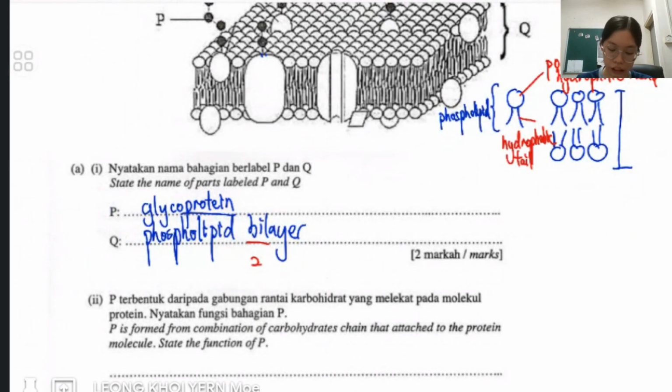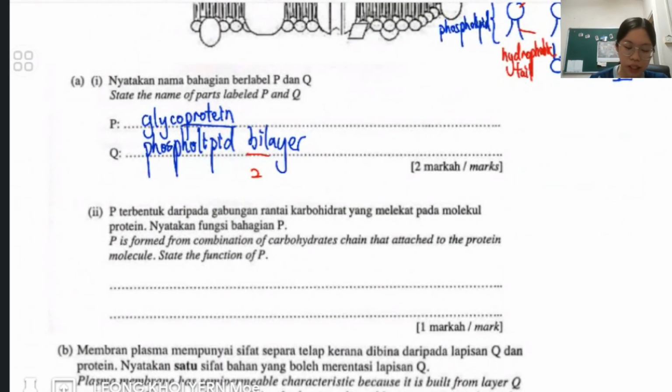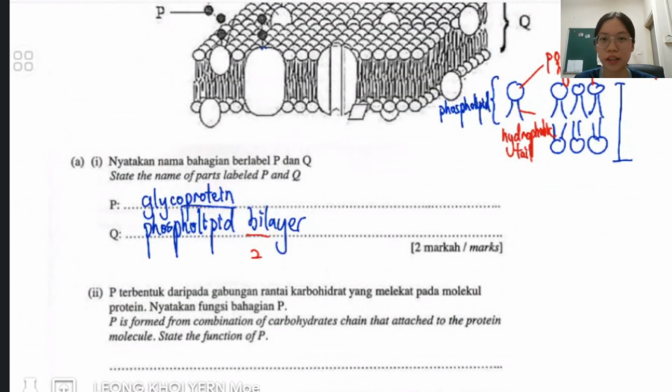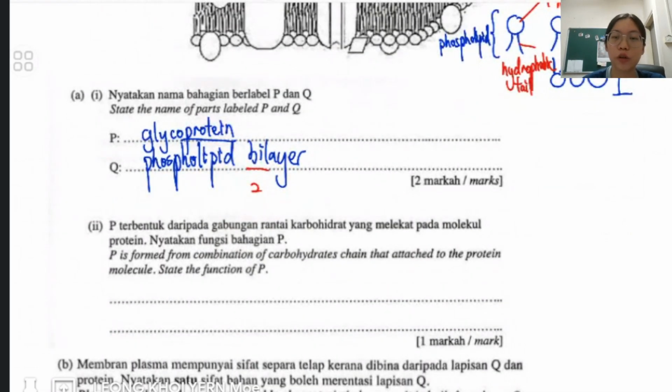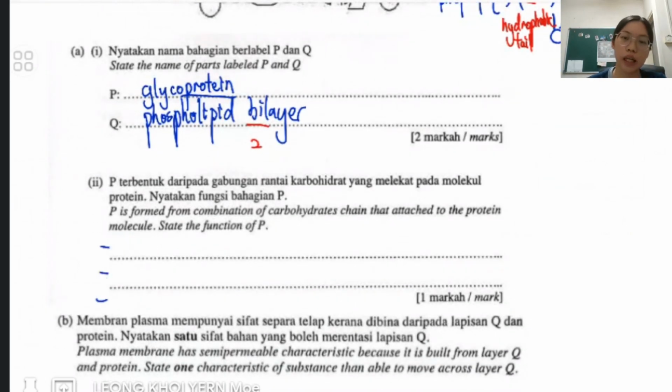P is formed from a combination of carbohydrate chain that attaches to a protein molecule. So state the function of P. What is actually the function of glycoprotein? I know a lot of students didn't really remember much about the function. For glycoprotein and glycolipid, they normally have the same function from what we learned in SPM. Just that what they attach to is different, but their function is the same. For this glycoprotein, there are three functions we learn.